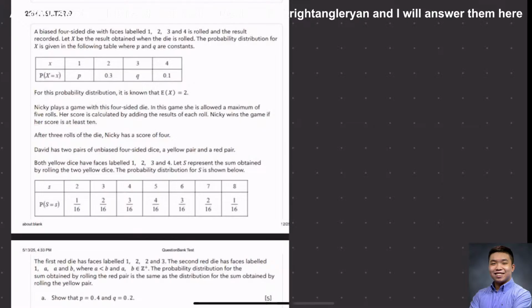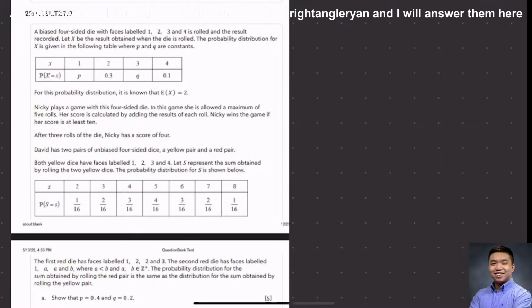Nikki plays a game with this four-sided die. In this game, she's allowed a maximum of 5 rolls. Her score is calculated by adding the result of each roll. This is SL or HL? You can ask your HL questions too, up to you. Nikki wins the game if her score is at least 10. After 3 rolls, Nikki has a score of 4. Sure, both. And then David has 2 pairs of unbiased dice.